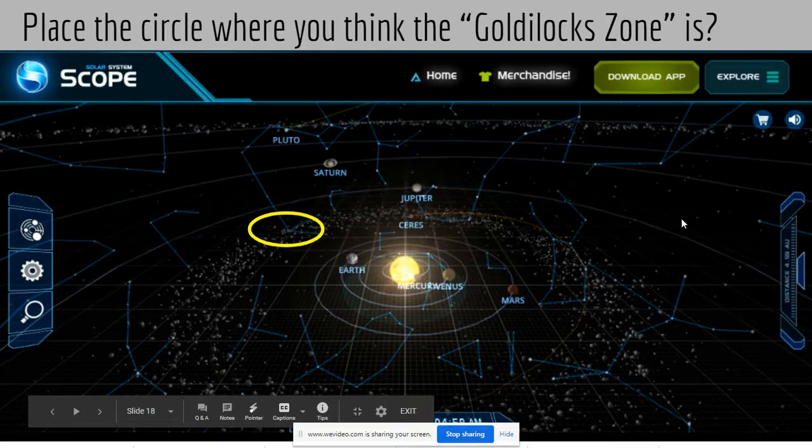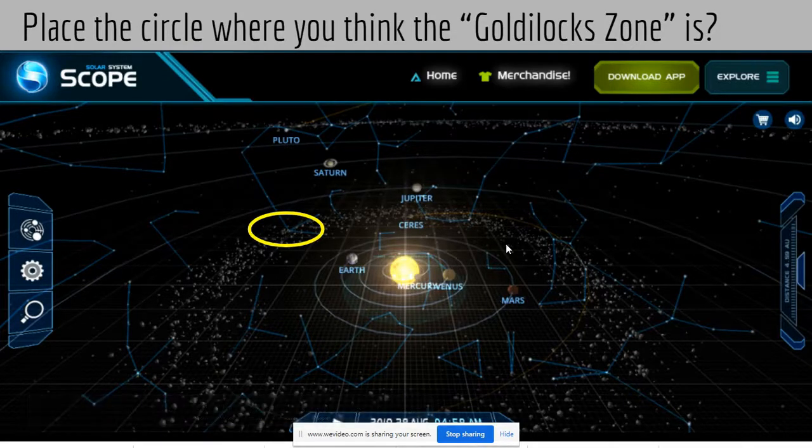Now that you're back, let's talk about that Goldilocks zone. First thing I want you to do is take this gold circle and put it where you think the Goldilocks zone is. Pause the video to go ahead and put that where you think it is. Well, the Goldilocks zone, if you actually found it, is actually right around here.